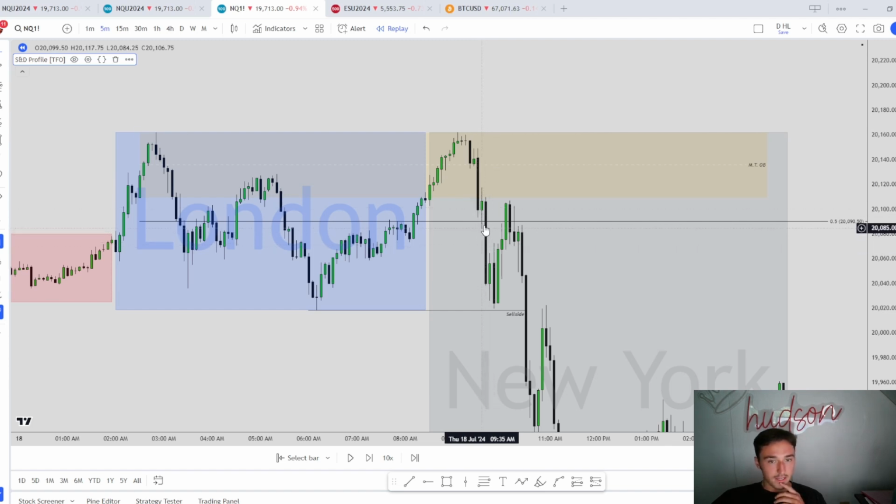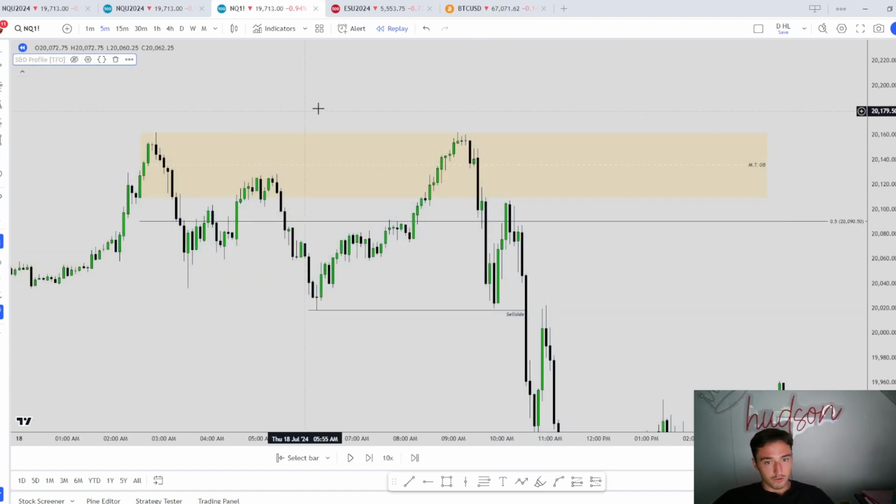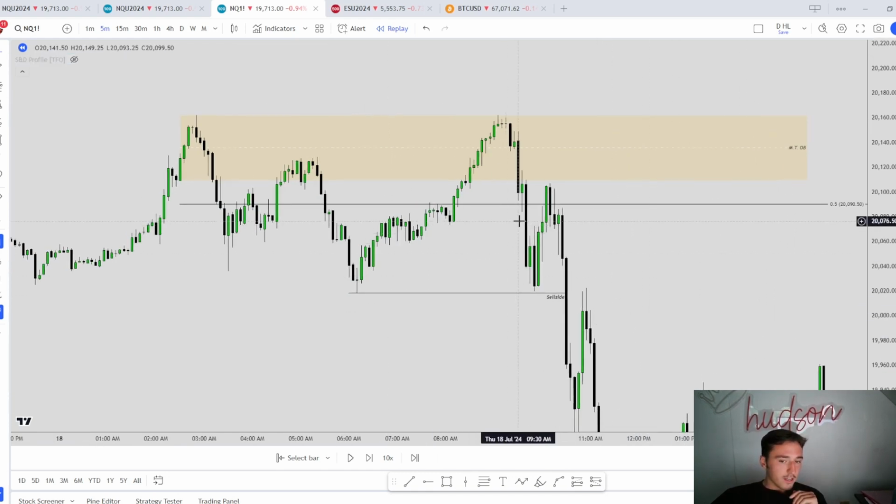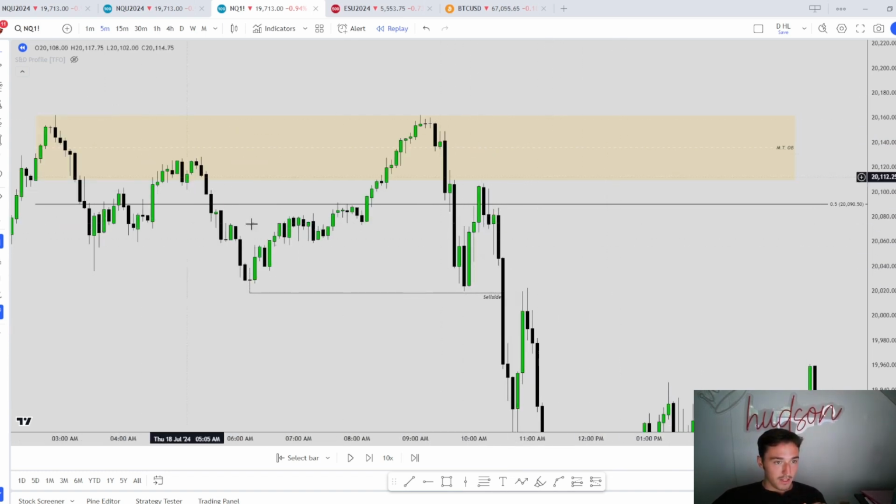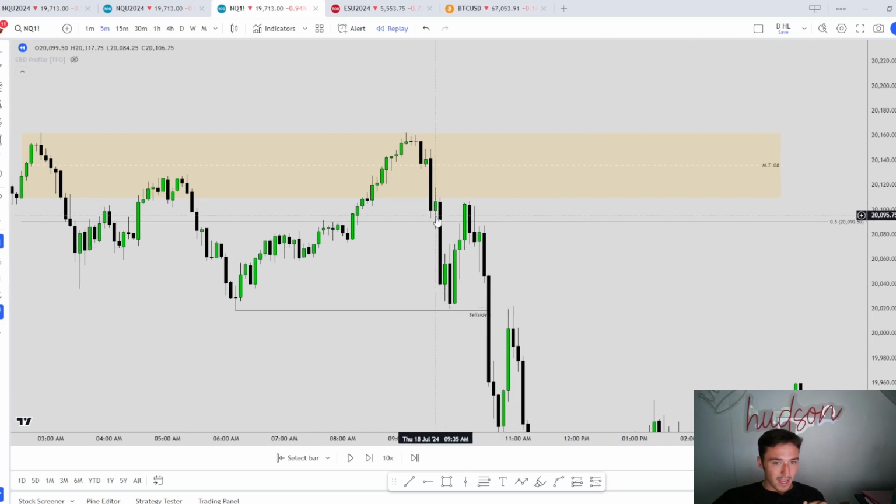So 9:40. So we have already opened. So, oops, my phone almost fell off me. So we have already opened, so we aren't using that 9:30 open as the volatility injection. What's next? 10 a.m. We come up into a premium of the daily range into this order block.